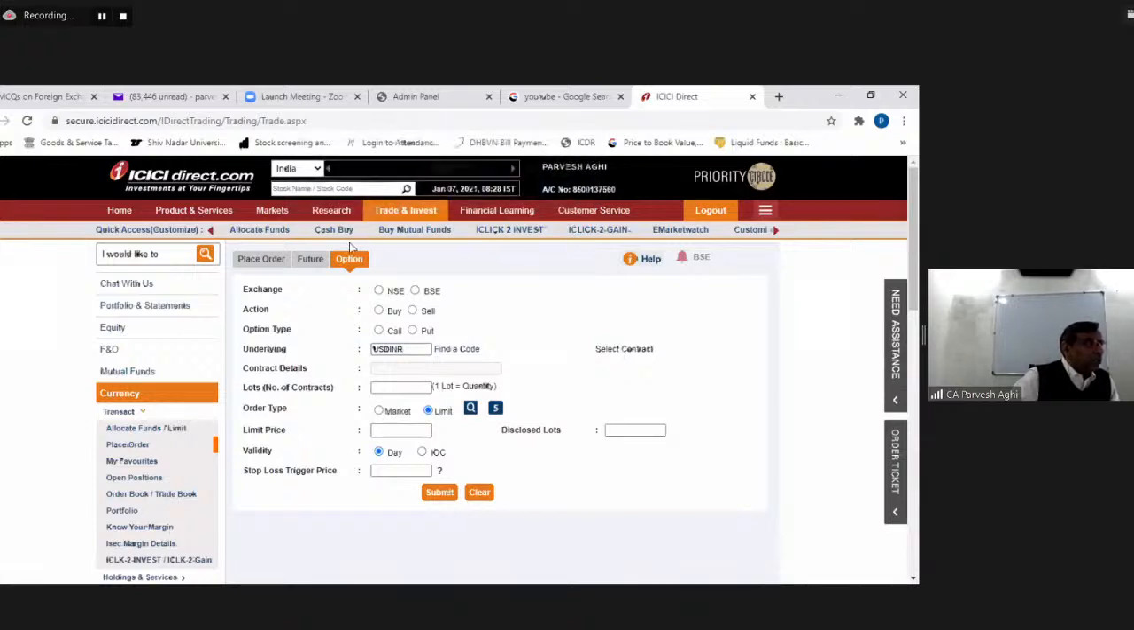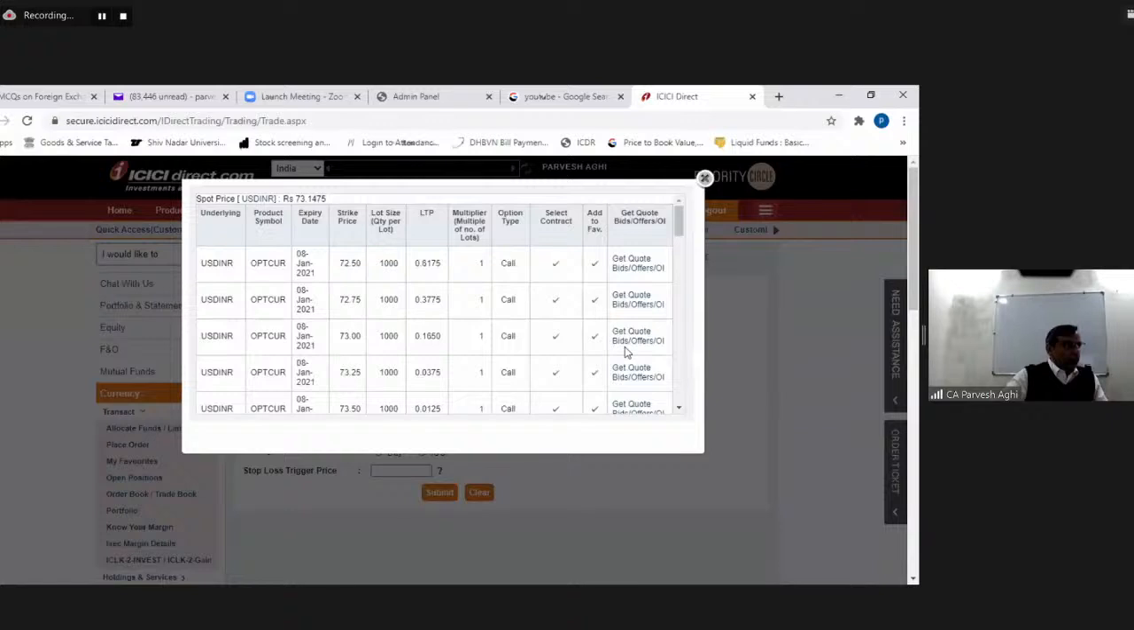Please select the exchange. We are going to select the National Stock Exchange, and I'm going to buy a call, for example. So I'm going to select a contract. These are the contracts which are available. The current price is 73.14, and this is 8th of January, which is today's date. The strike price is written here, 72.50, 72.75. So there are various kinds of strike prices available on your screen for 8th of January.